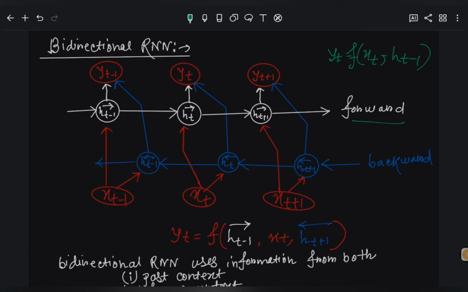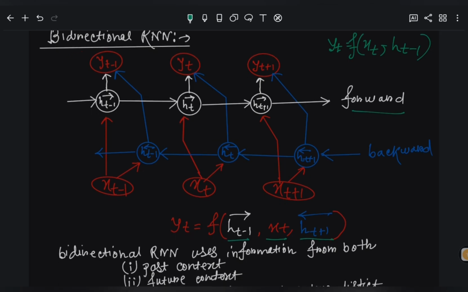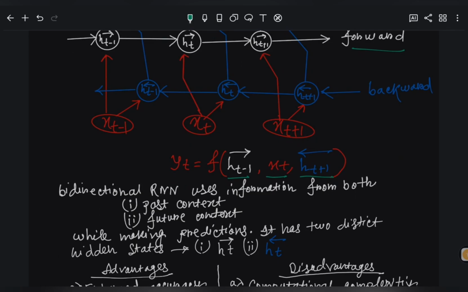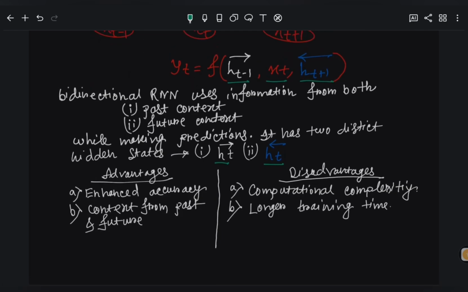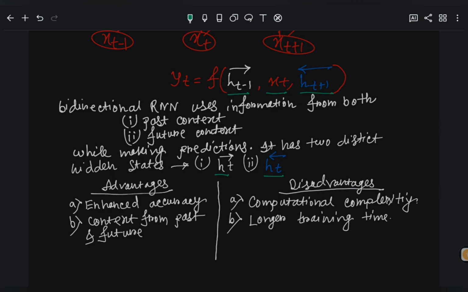Okay, so in case of a bidirectional RNN, where we have the forward and backward context, now your yt will be a function of your xt, and it also has the context from the forward and from the backward direction, right? So it has certain benefits, like it can use the past context and also the future context, so it will give you better results when we are working with text which has context coming from previous words and also from future words, right? So while making any prediction, it has two distinct states which are ht forward and ht backward, right? Now the advantages of using a bidirectional RNN are that it will increase the accuracy of your model, and it will have the context from past and future, right? So your prediction will get more context to give better results, right?